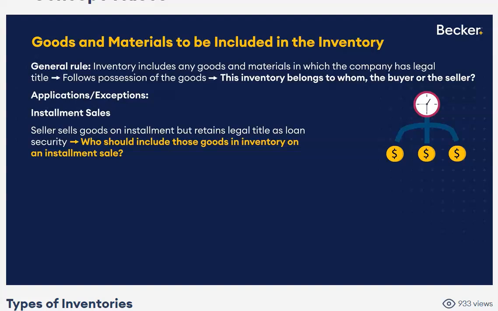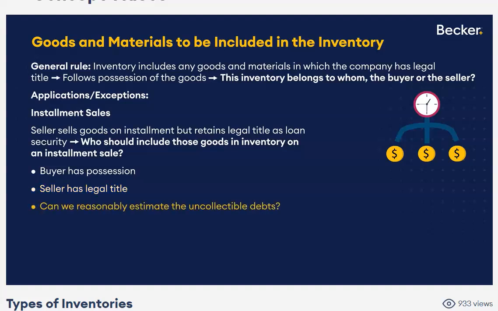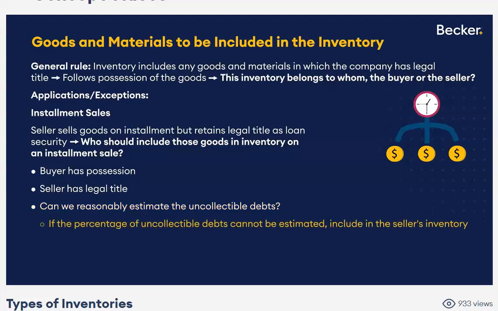Okay, so it's an installment sale, a sale on credit, but the payments are going to be made over a long period of time. This is the way you've got to do it on the exam. You ready? The buyer has possession. The seller's got legal title. Who should include those goods in inventory on an installment sale? Well, step number one, I need to know, can we reasonably estimate the uncollectible debts? If you cannot reasonably estimate the uncollectible debts, then you include that in the seller's inventory. Buyer has possession, seller retains title, and that's the seller's inventory, if you cannot reasonably estimate the bad debts.